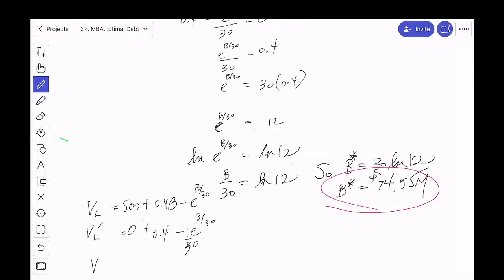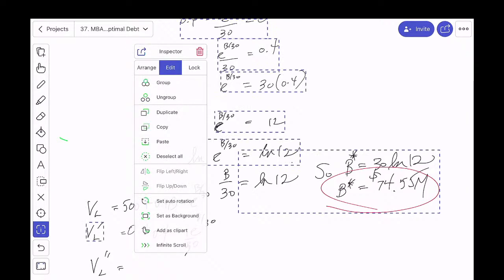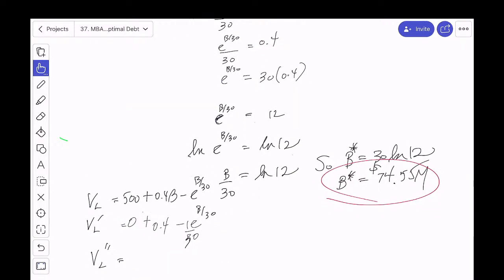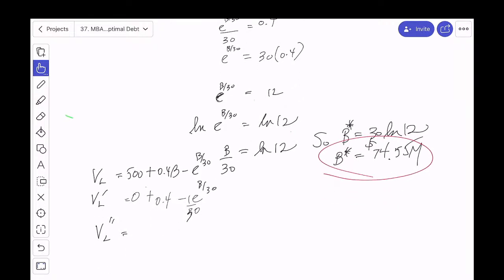Now let's do a second derivative. So the 0 is just 0. These terms disappear, and all we're left with is this, and it becomes again itself, again times 1/30, but then another 1 over 30, e^(b/30). Same rule as before. So this is actually e^(b/30) divided by 900.